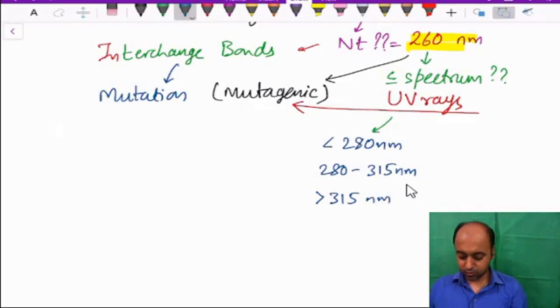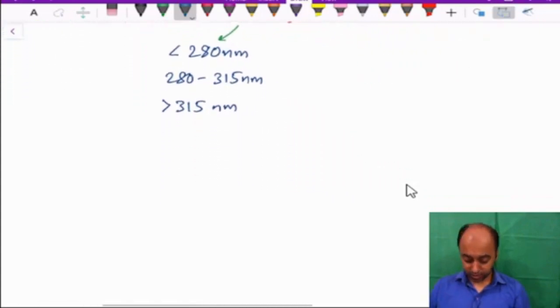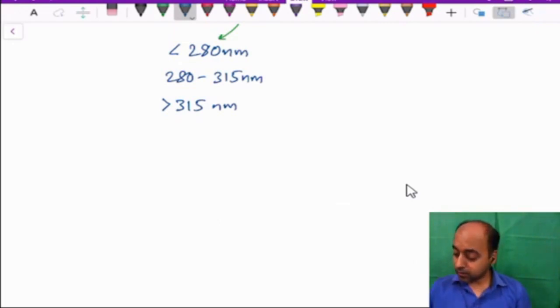Now, out of these, which is going to have the maximum mutagenic potential? The light which is less than 280 nanometer, the light which is in the range of 280 to 315 nanometer, or the light which is more than 315 nanometer? Which of them is going to have the maximum mutagenic potential?